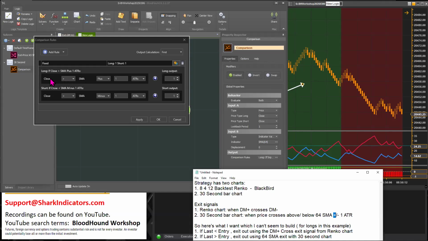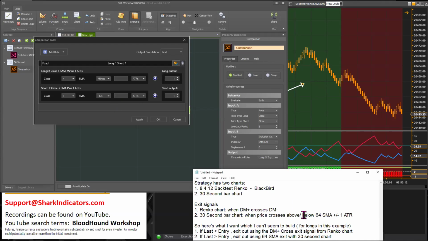So when the close, sorry, let me reverse this here. All right, so we want a short output, right? A short exit signal when the close is below the SMA plus the 1 ATR. That's what I'm assuming here.